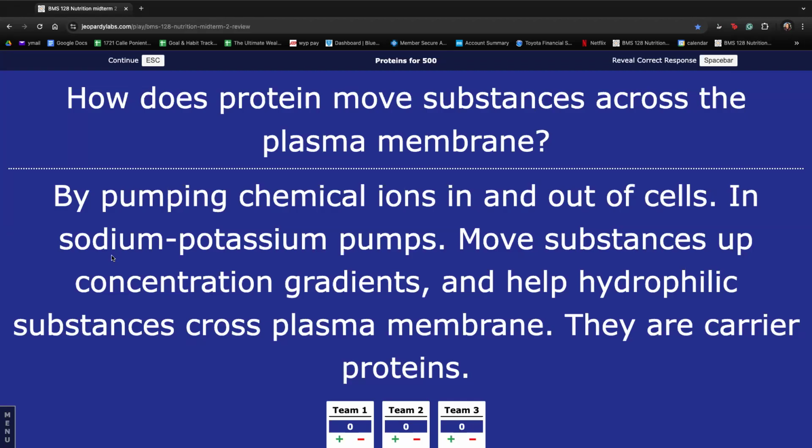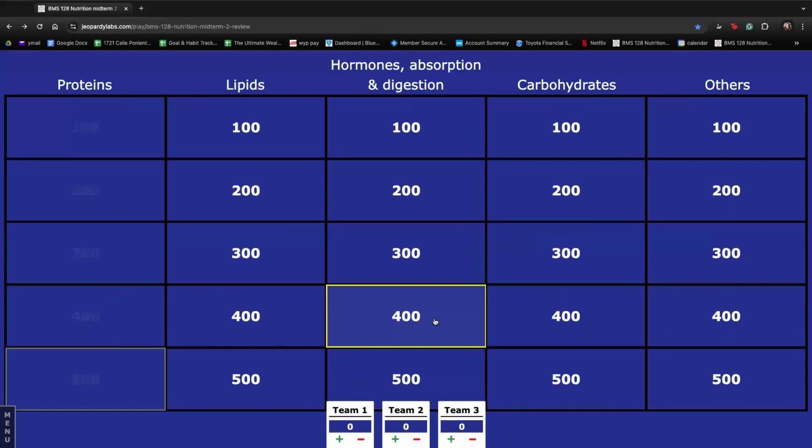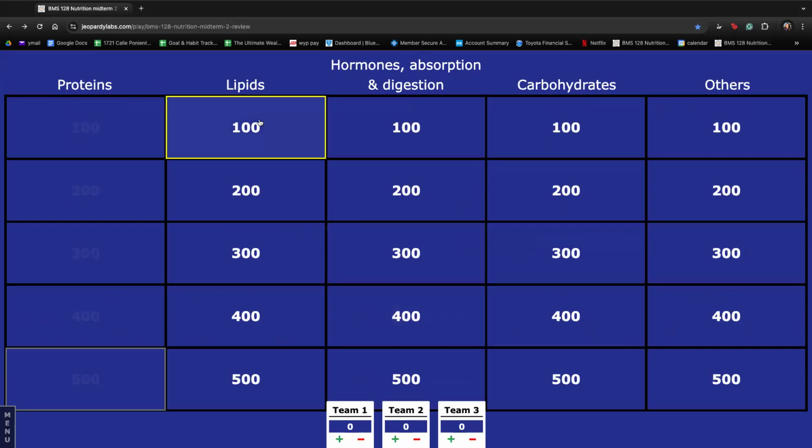And if it's regular diffusion, you wouldn't need a carrier because it will just passively move on its own. If you guys have any questions on any of these, you could type in chat or jump in whenever.